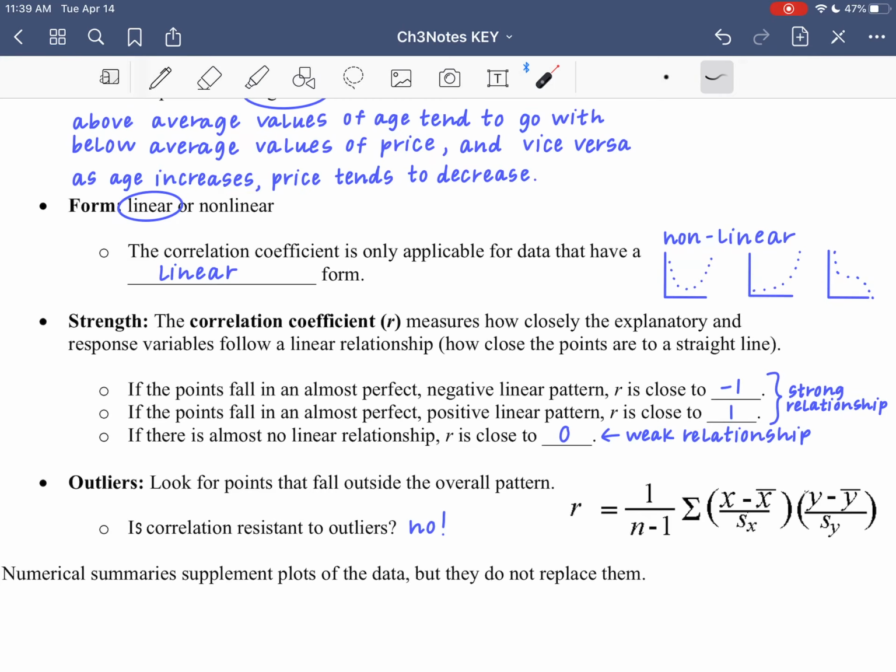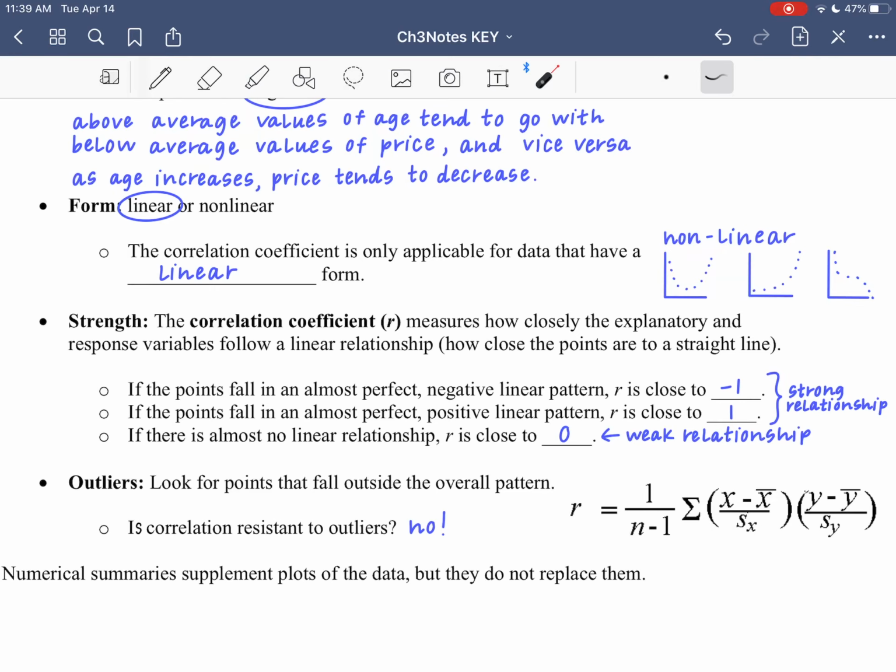So remember, resistant means if you have outliers, does that change the value of whatever I'm looking at? We talked about resistant measures of center, mean and median, a while ago. So now we want to know if I threw an outlier into this scatter plot, would the correlation, or the strength of the linear relationship, change? And it would change. So therefore, correlation is not resistant to outliers.